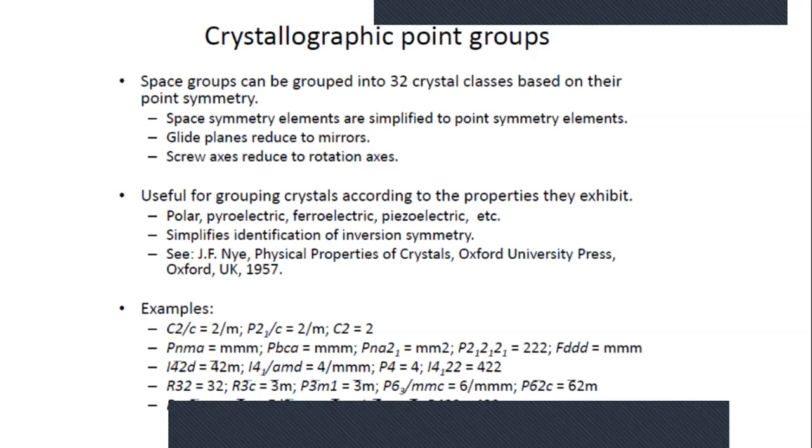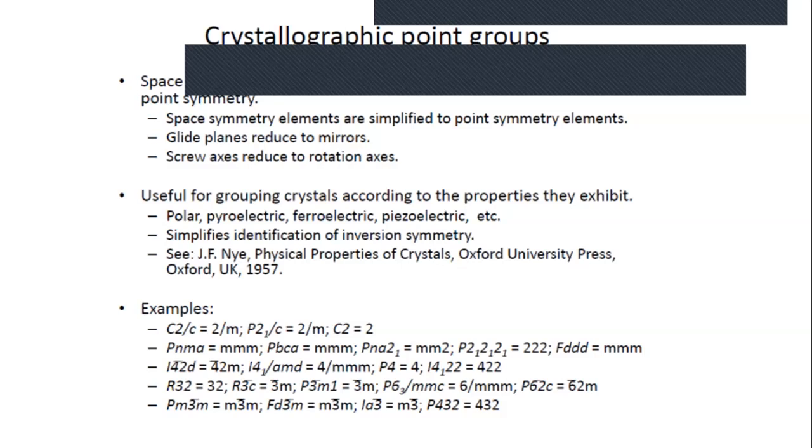And so just to give you a few examples of this, C2 upon C would be in the point group 2 upon M. So again, you reduce the C glide down to a mirror plane.